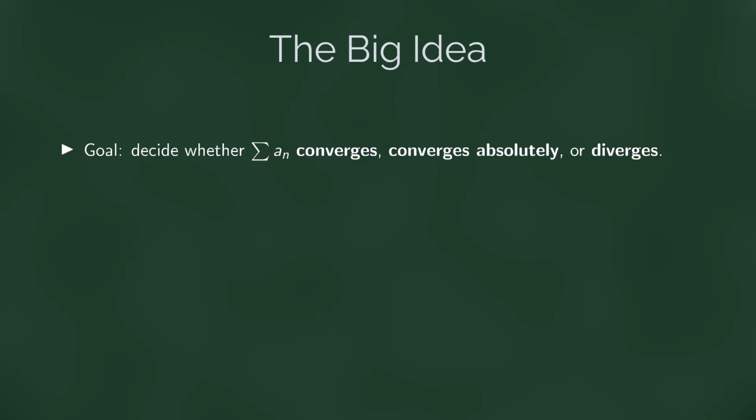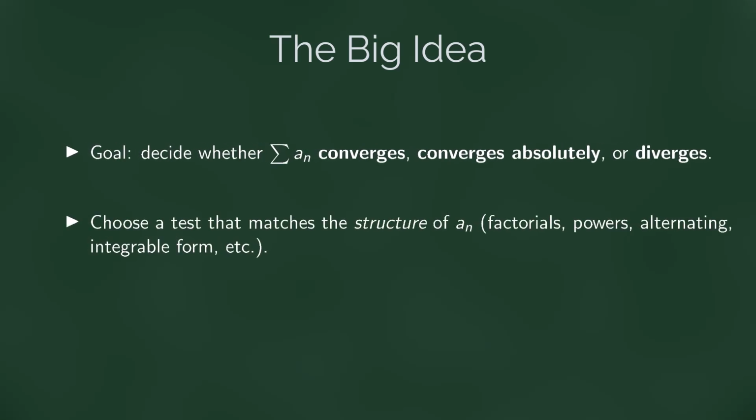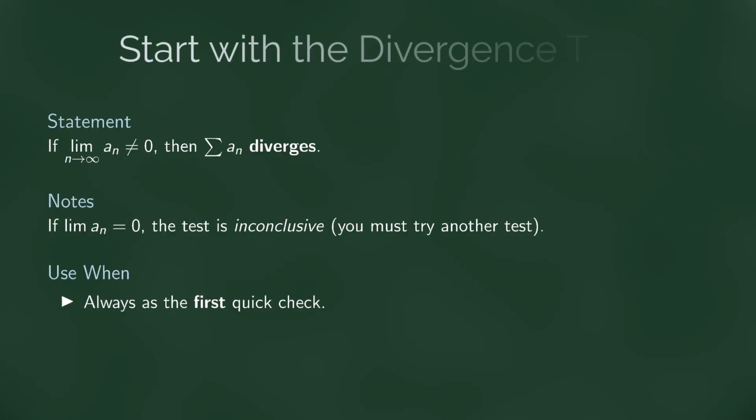Bearing in mind that our goal is to decide whether or not a given series converges absolutely, or diverges, our mission is then to choose a test that matches the structure of the series in question. It's always a good idea to start with a divergence test. This test tells us that if the limit of the terms of the series is not 0, then the series diverges. If the limit is 0, it's inconclusive and we need to move on. But if we can automatically conclude that it's divergent because its terms don't go to 0, that's a quick place for us to start.